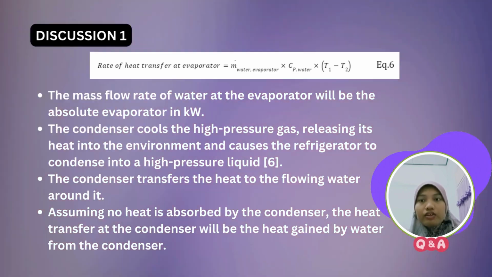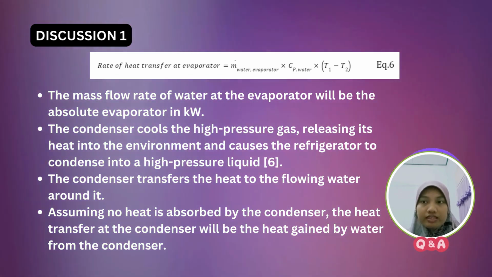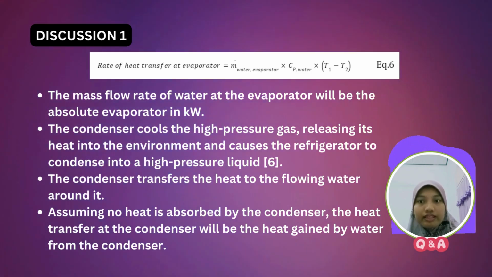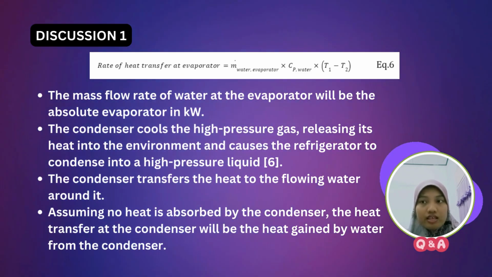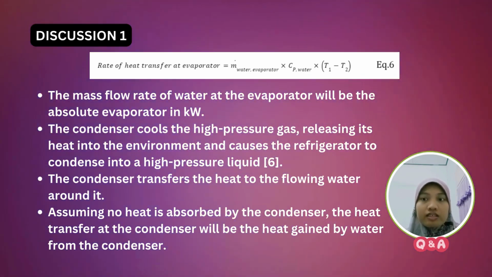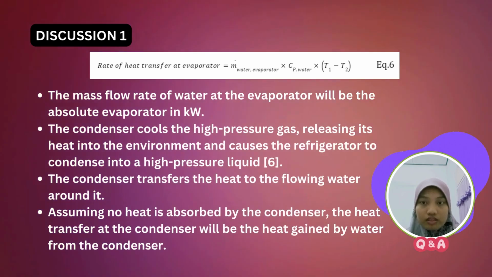So next, the condenser cools the high pressure gas, releasing its heat into the environment and causing the refrigerant to condense into high pressure liquid, as depicted in equation 6. The condenser then transfers the heat to the flowing water around it.